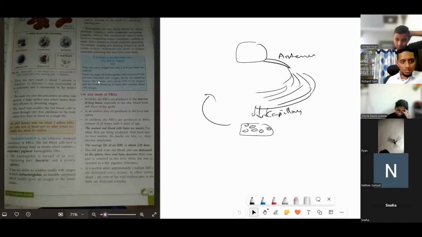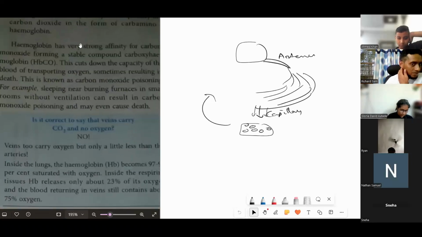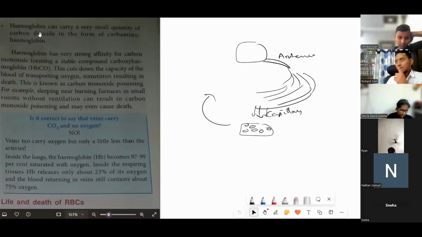Hemoglobin can combine with oxygen to form oxyhemoglobin, which is an unstable compound. Because it is unstable, oxygen is readily given away to any cell that needs that oxygen. If oxyhemoglobin was stable, what would be the problem? It would never give away the oxygen to any cell. Now, hemoglobin can attach itself with oxygen, with carbon dioxide, and it can also attach itself with carbon monoxide. It should never attach itself with carbon monoxide.